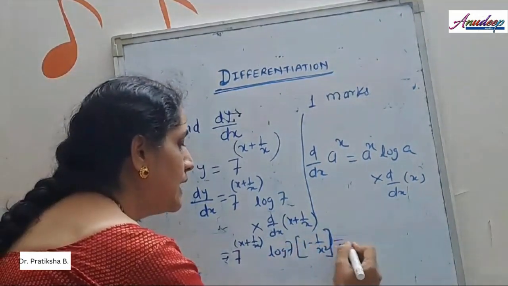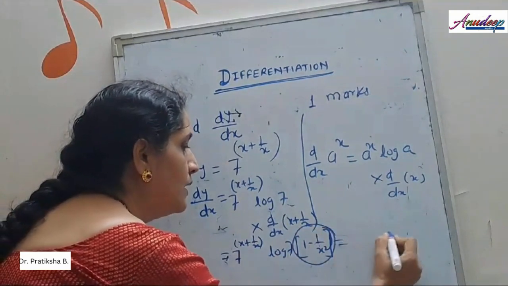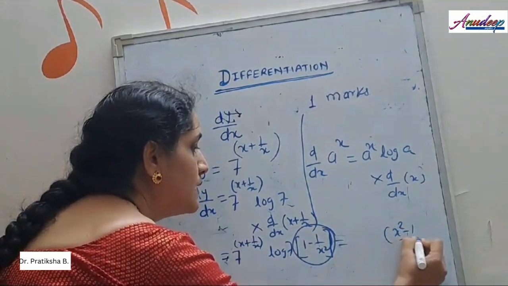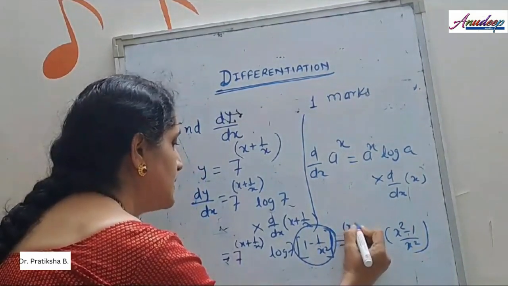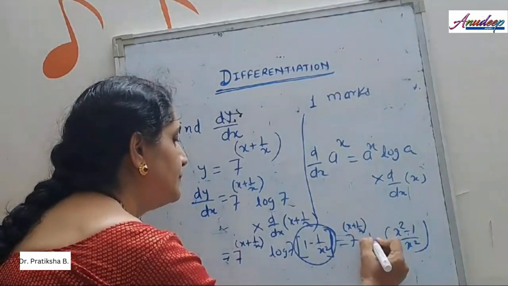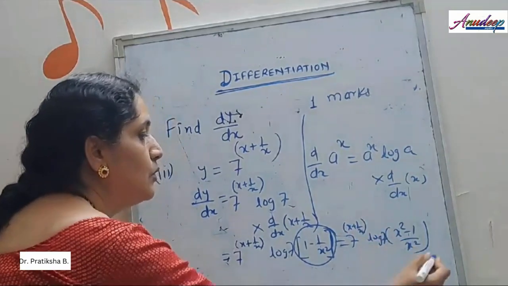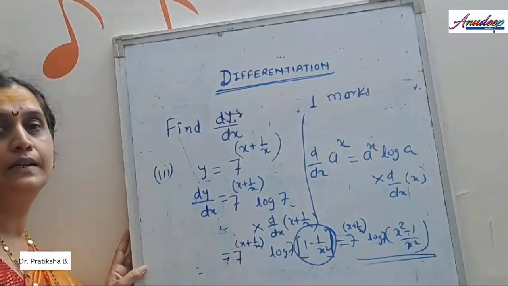I can rewrite this bracket as x square minus 1 upon x square. The first two terms will be as it is. So that is the answer for the MCQ. You can look into the MCQ and select the proper option.